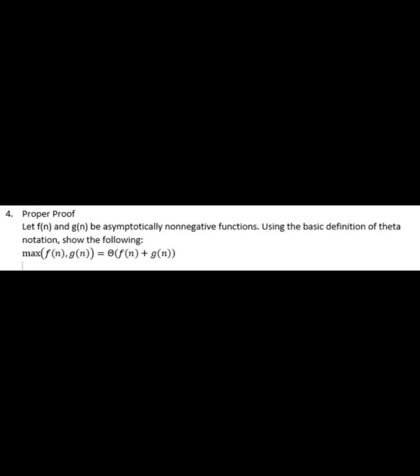So the question goes, let f of n and g of n be asymptotically non-negative functions. Using the basic definitions of theta notation, show the following. The max function of f of n and g of n is equal to theta of f of n plus g of n.